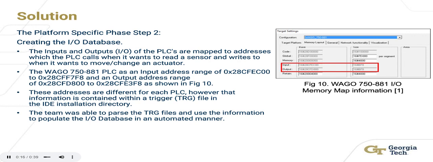The Wago 750-881 PLC has an input and output address range as shown. These addresses are different for each PLC, however that information is contained within a trigger file in the IDE installation directory. The team was able to parse the trigger files and use the information to populate the I/O database in an automated manner.